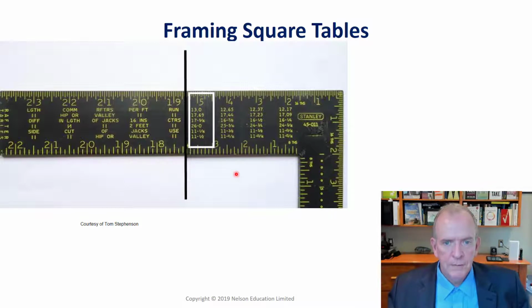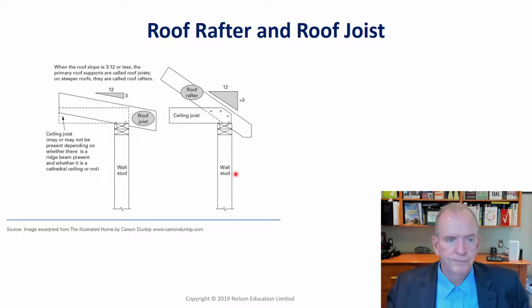But framing square, very popular for those particular reasons. All right, moving on. Roof rafters and roof joists, there's not really a difference other than the slope, and the building code sort of differentiates between the slope of a roof rafter and a roof joist. So if you're greater than 3 in 12, then it's considered a rafter. If you're less than 3 in 12, then it's considered a joist.